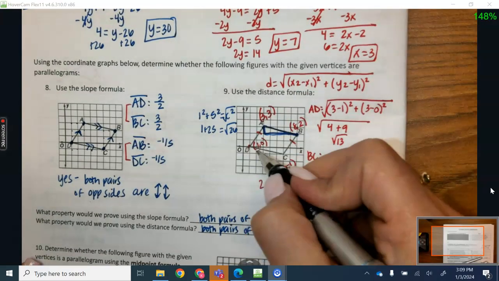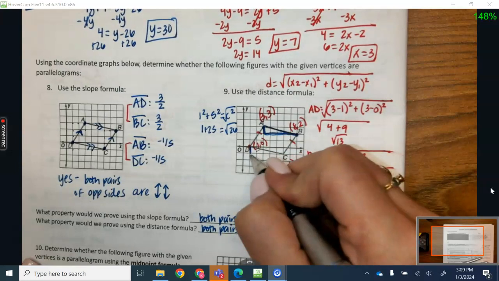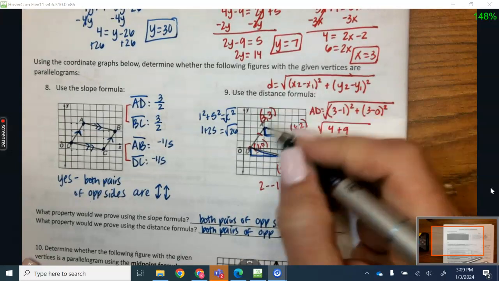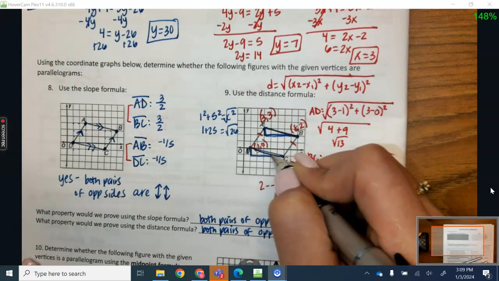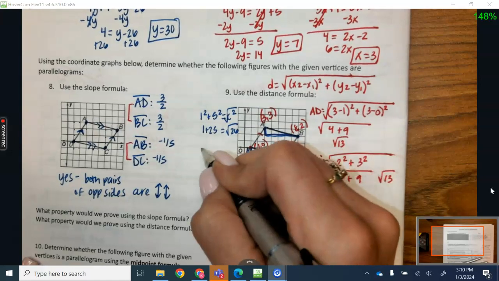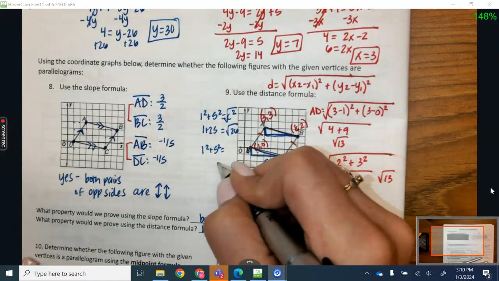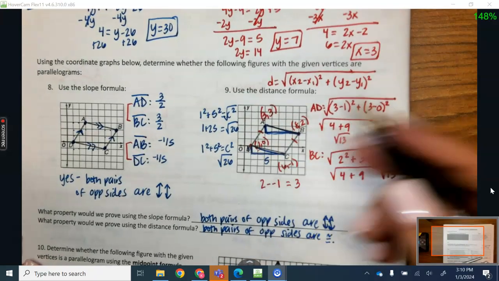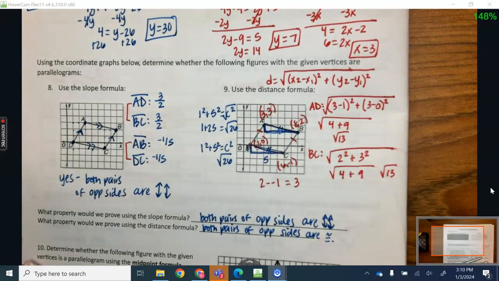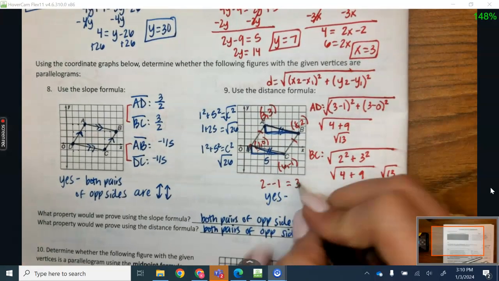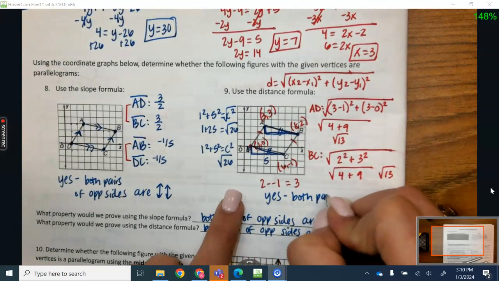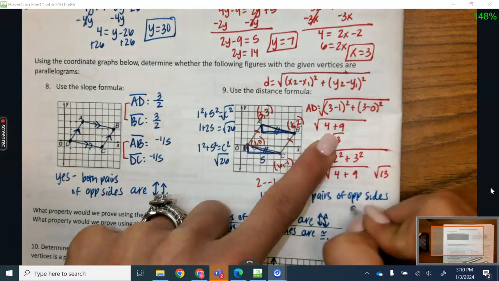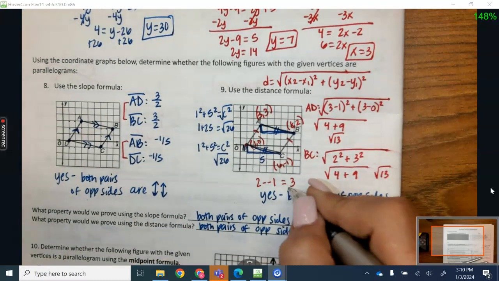Okay? Same thing over here. If I did a vertical and a horizontal, that would create another right triangle that has sides of 1 and then 1, 2, 3, 4, 5. It would still be 1 squared plus 5 squared, which equals the square root of 26. So these also have the same distances, meaning that they're congruent. So yes, both pairs of opposite sides are congruent.